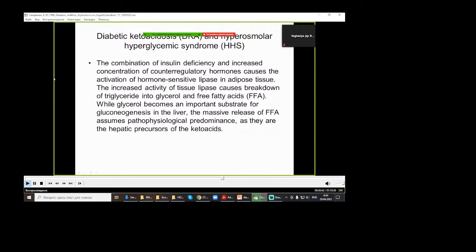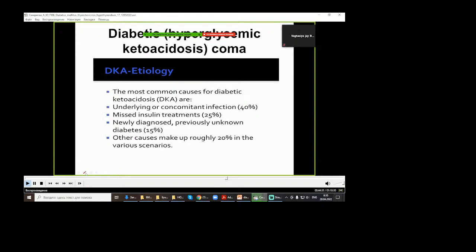The combination of insulin deficiency and increased concentration of contra-regulatory hormones causes the activation of hormone-sensitive lipase in adipose tissue. The increased activity of tissue lipase causes breakdown of triglyceride into glycerol and free fatty acids. While glycerol becomes an important substrate for gluconeogenesis in the liver, the massive release of free fatty acids assumes pathophysiological predominance, as they are the hepatic precursors of the keto acids. And that is why a patient will have acidosis and ketoacidosis.